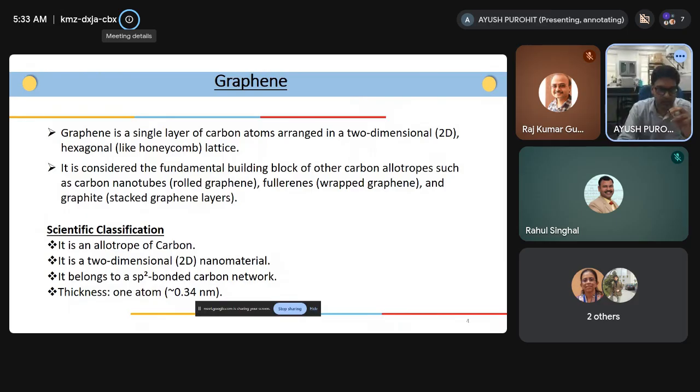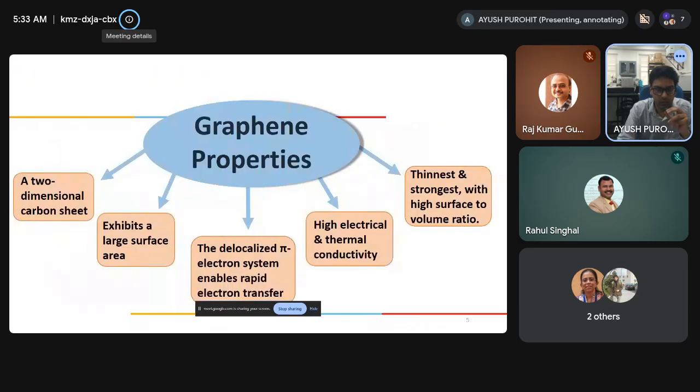Scientific classification: it is an allotrope of carbon. It is a two-dimensional nanomaterial. It has an sp2 bonded carbon network and very low thickness, that is of one atom, 0.34 nanometer. So here are some properties that make graphene unique.